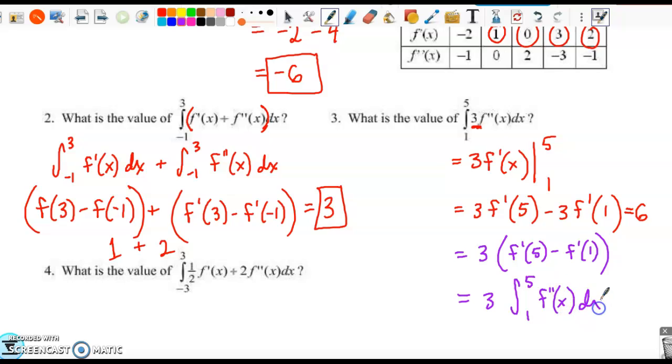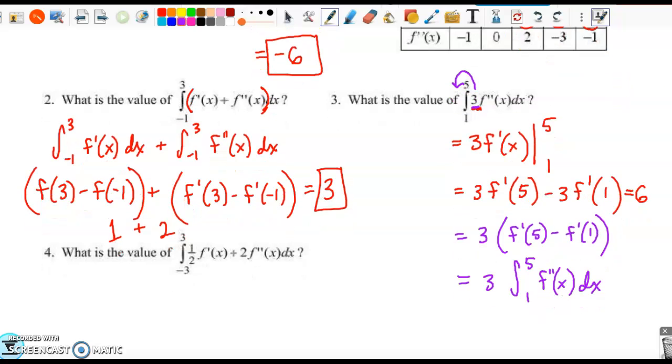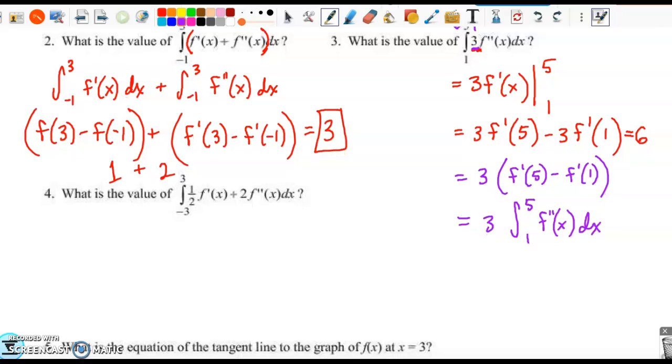So you're kind of getting a future lesson that these constants can just get moved in front, which is a true statement, but probably should wait until I get to that lesson before I teach that. But anyway, as we move on to number 4 here, we're looking at 1/2. The antiderivative of f prime would give us f. So we're looking at f of 3 minus, I'll leave that 1/2 in there, f of negative 3, and then plus 2.